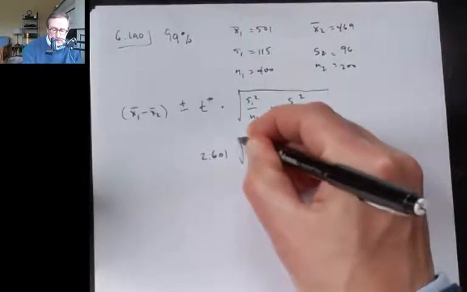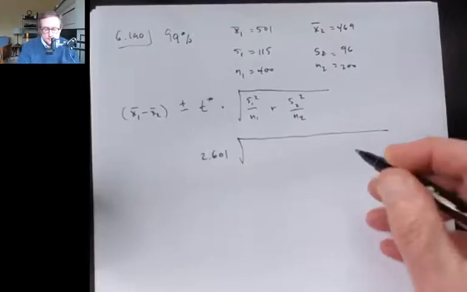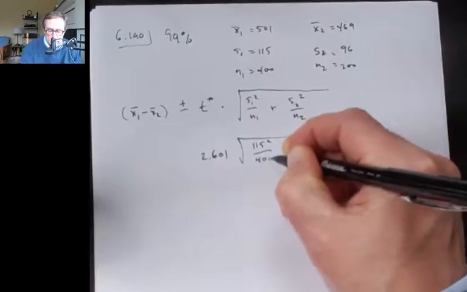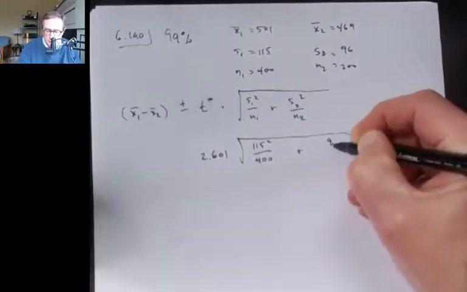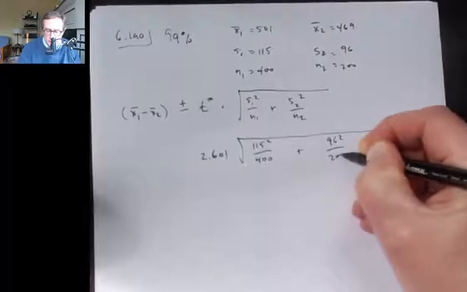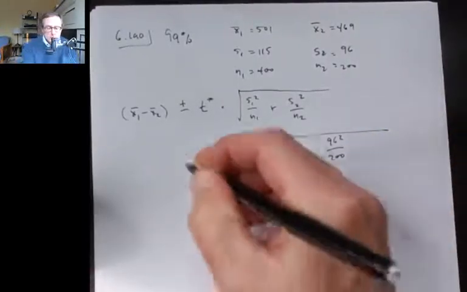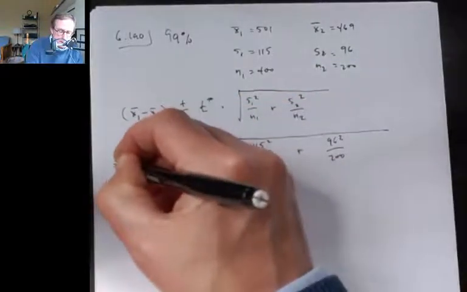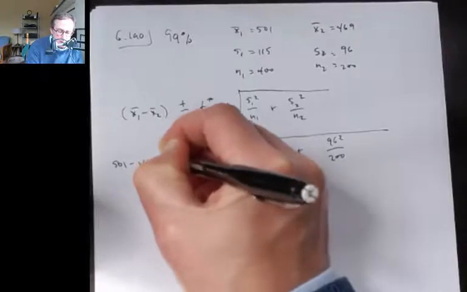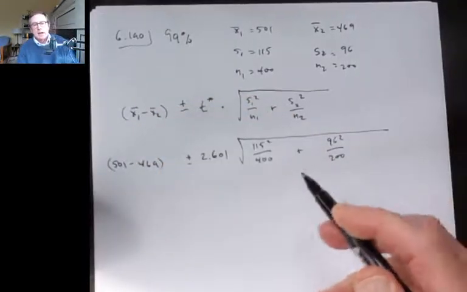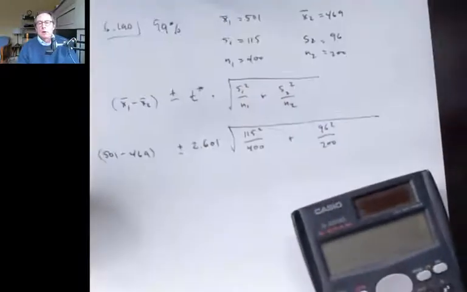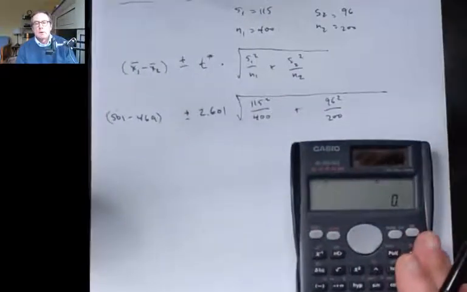And again, I'm going to go through and do all the work, but in some sense we're done here because the rest is a calculator job, and of course everybody can use a calculator. So that's 115 squared over 400 and 96 squared over 200. Plus and minus at the beginning, and 501 minus 469. I know you can do that in your head, but I like to have it all written down in one place. Okay, I'll break out my calculator. Here we go. I know everybody can do it. Let's see if I can do it.